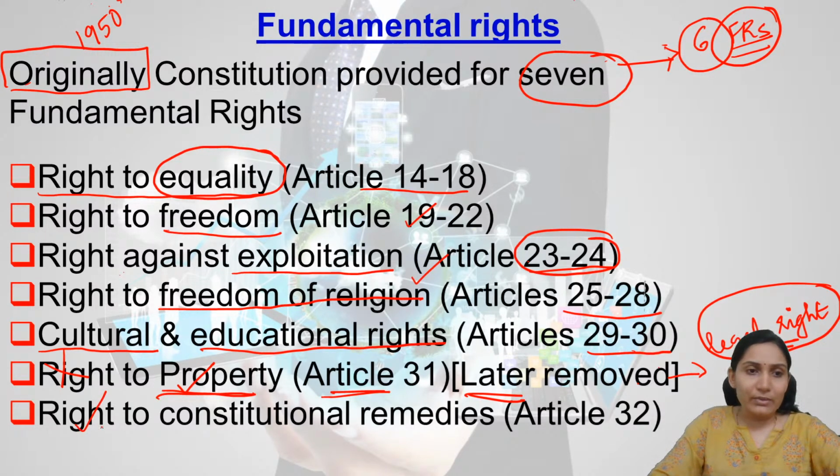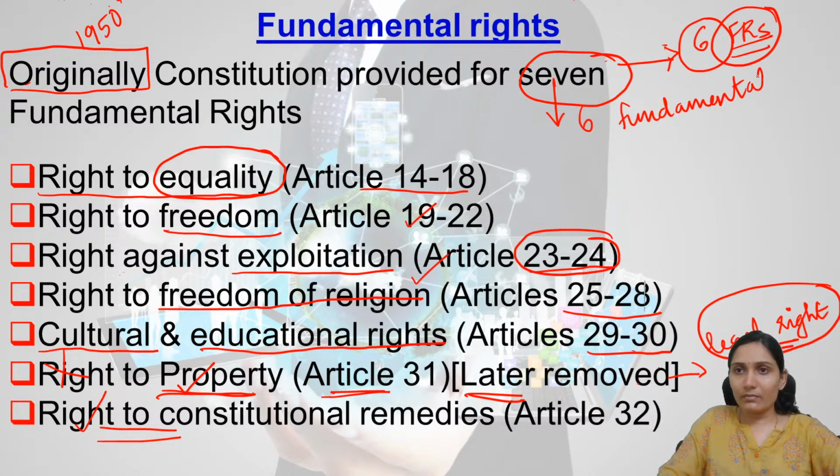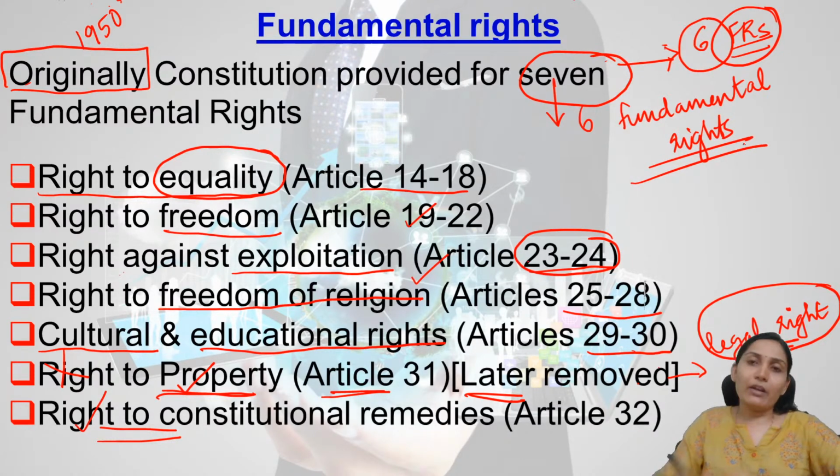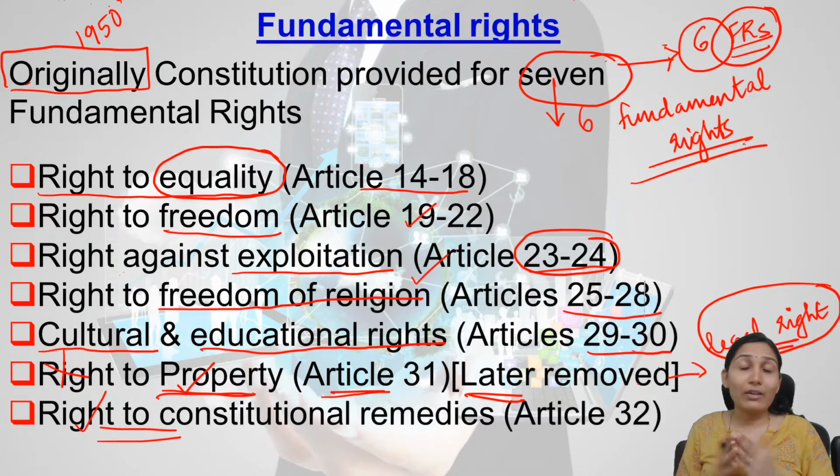Then Article 32 discusses the right to constitutional remedies. So basically, at present we have only 6 fundamental rights, and these 6 fundamental rights are guaranteed by our constitution. Our constitution guarantees all these fundamental rights to all citizens. Now the question is only whether the citizens have these fundamental rights or anybody else.